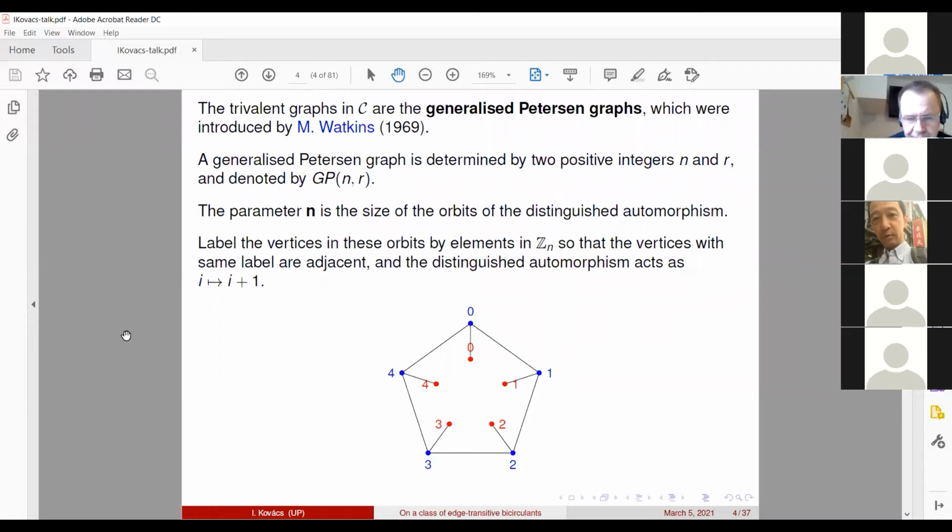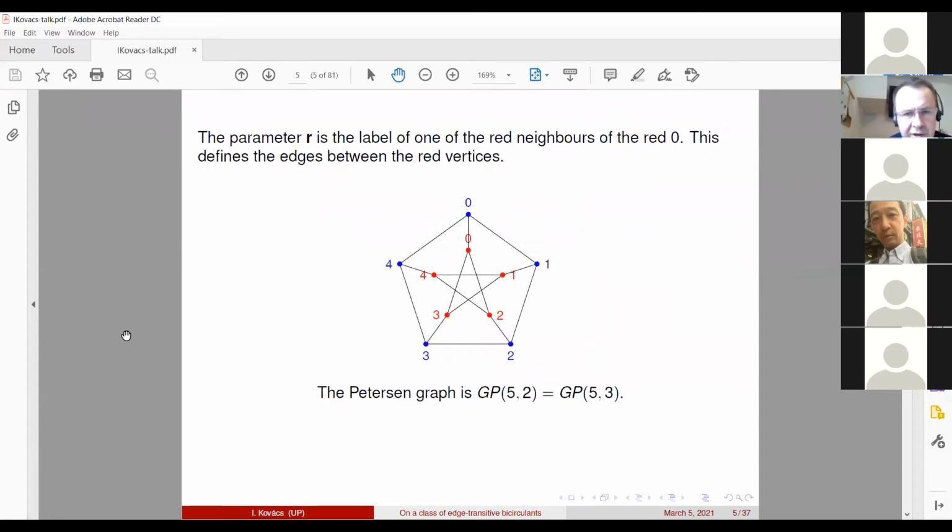And also I can put this complete matching between the red and blue vertices, and it still remains to describe the edges between the red vertices. This is given by the next parameter. The next parameter R, you can define as the label of a red vertex joined to the red 0. So in the picture, this is 2 or 3. And this completely defines the graph, which is the Petersen graph. With this representation, we now obtain the Petersen graph as GP(5,2) or GP(5,3).